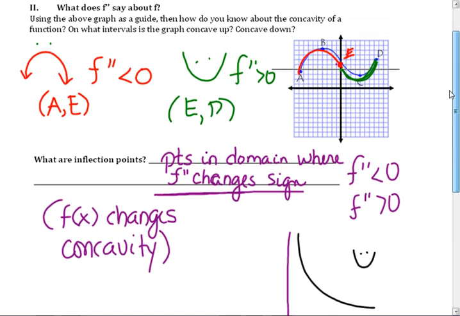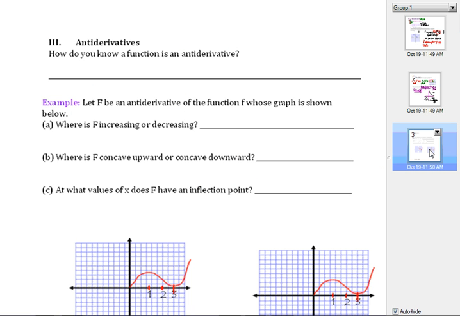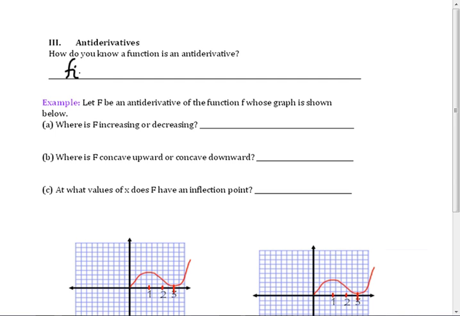Okay, any problems with inflection points? Was that it? Okay, one last thing. How do you know a function is an antiderivative? You find the derivative. How do you know if you have factored a trinomial correctly? You multiply it back out. That's what you do. You check it. It's the same thing. If you want to find an antiderivative, you check by finding the derivative.